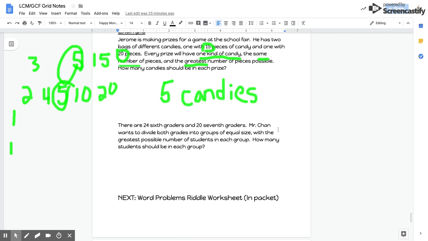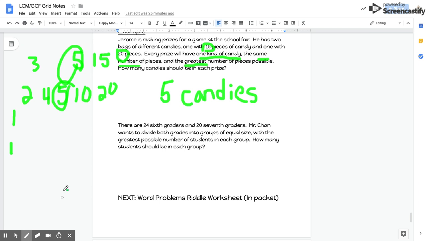There are 24 6th graders and 20 7th graders. Mr. Chan wants to divide both grades into groups of equal size. With the greatest possible number of students in each group, how many students should be in each group? First thing I want you to think about for a minute is what are the keywords in here that tell me this is a greatest common factor problem? Go ahead and circle any words that you see that you think indicate that this is greatest common factor.